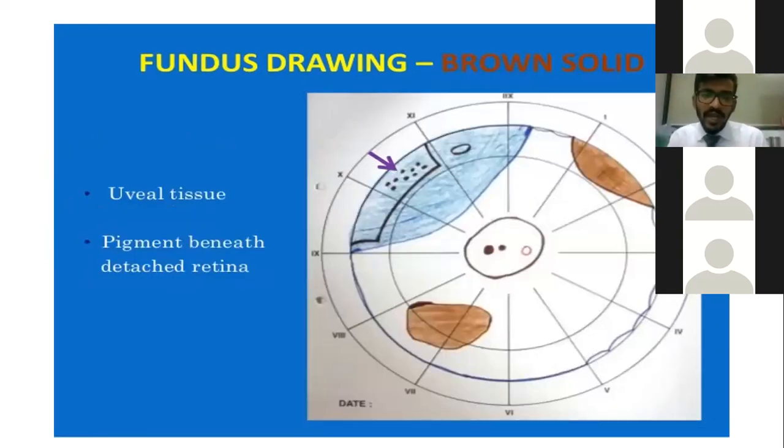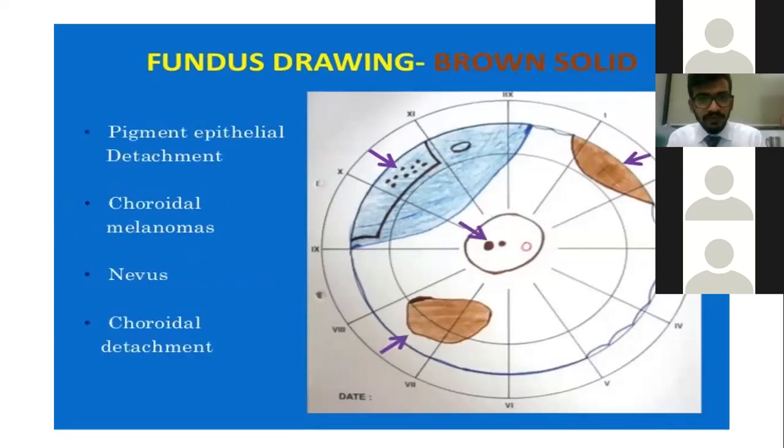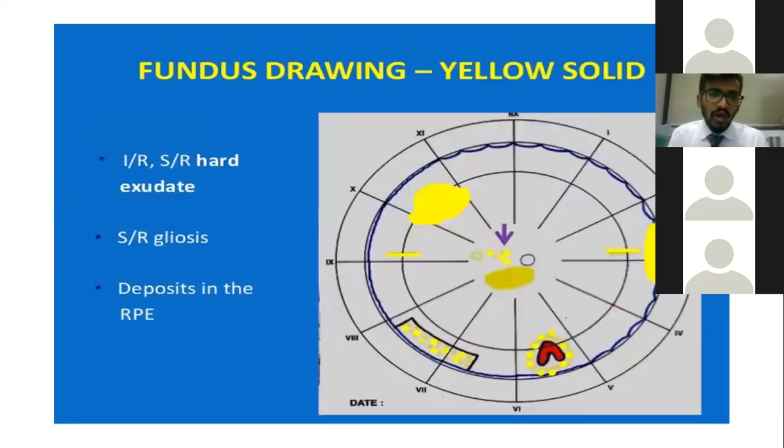Brown solid is for any tumor, a choroidal tumor or retinal tissue is with brown. Detached PEDs you can also draw with brown, but generally in an IO you will not be able to appreciate the PED unless it is a very large PED. Any choroidal melanoma or a nevus or a CD is with brown. Any choroidal tissue pathology is with brown. Yellow solid, as I told you, is for hard exudates, gliosis, or in the posterior pole if you see drusen, they are with yellow.